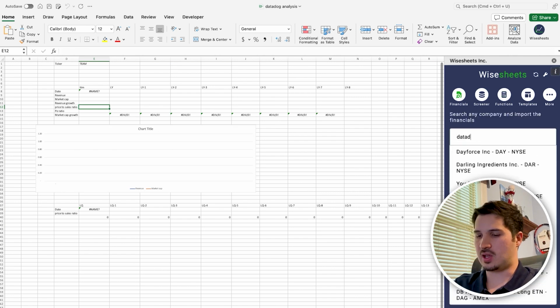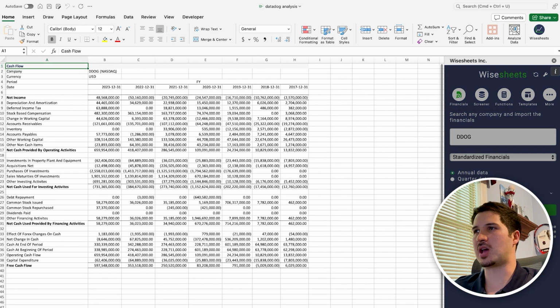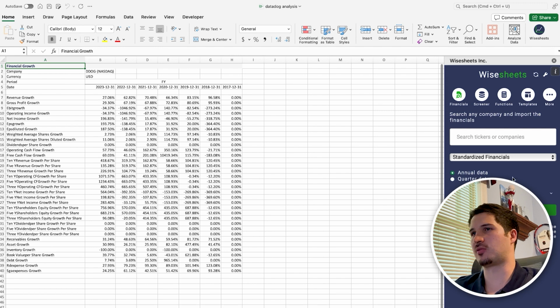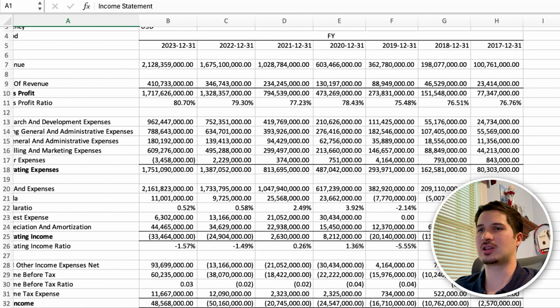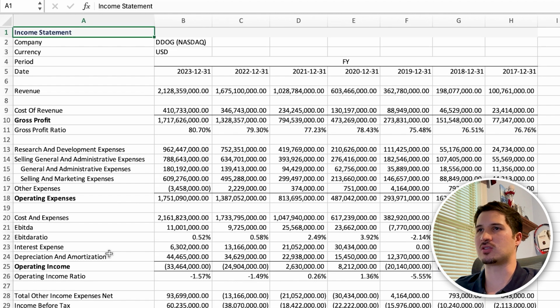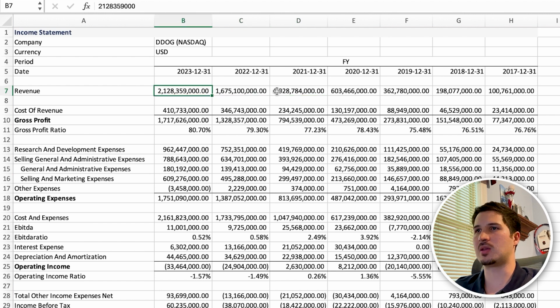So we have Datadog. We're going to select annual data. Annual data is generally the best, so you can see how the company has performed on a yearly basis. And here we go. I always like to start with the income statement because it's one of the most important financial statements. What we see is that 2017 revenue was 100 million, 198, 360. As you can see, tons and tons of growth from the company, maybe less so in this particular period of time.